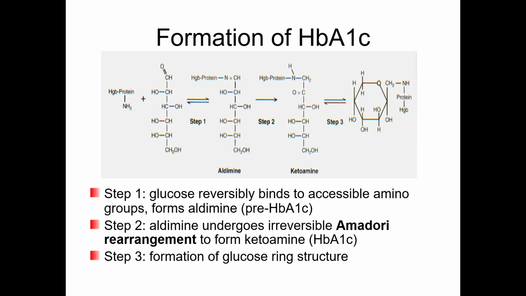So step 1, glucose reversibly binds to the accessible amino groups and forms aldimine, which is pre-HbA1c. Step 2, aldimine undergoes irreversible rearrangement to form ketoamine, HbA1c. Step 3, you have the formation of the glucose ring structure.